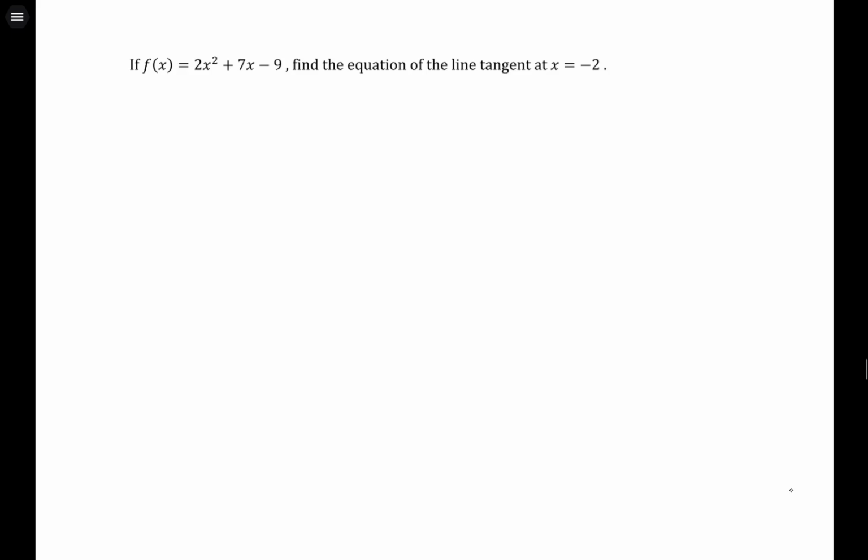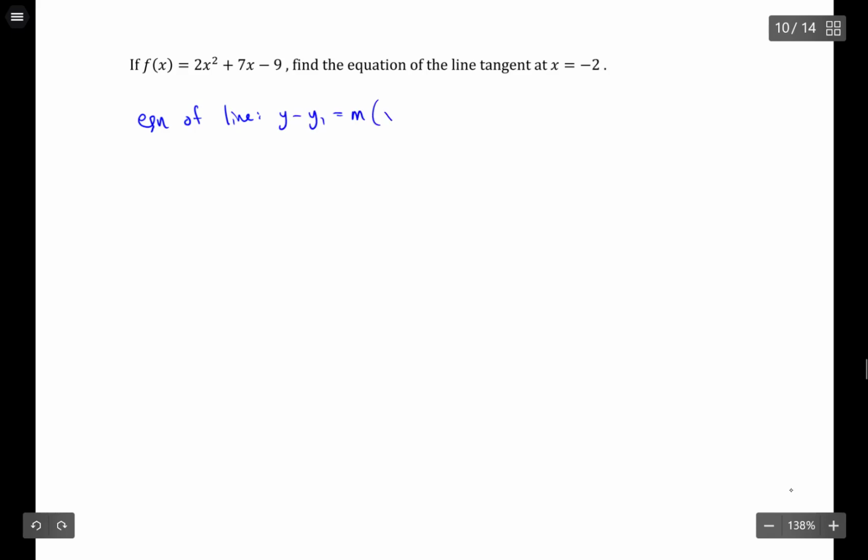If f of x equals 2x squared plus 7x minus 9, find the equation of the line tangent at x equals negative 2. Well, the equation of a tangent line, of any line, is found by using this formula here, which requires a point that exists on the line and a slope of the line. The slope we need to get through some sort of means to calculate a tangent, so the value of a derivative. The point that exists on the line we can just use.